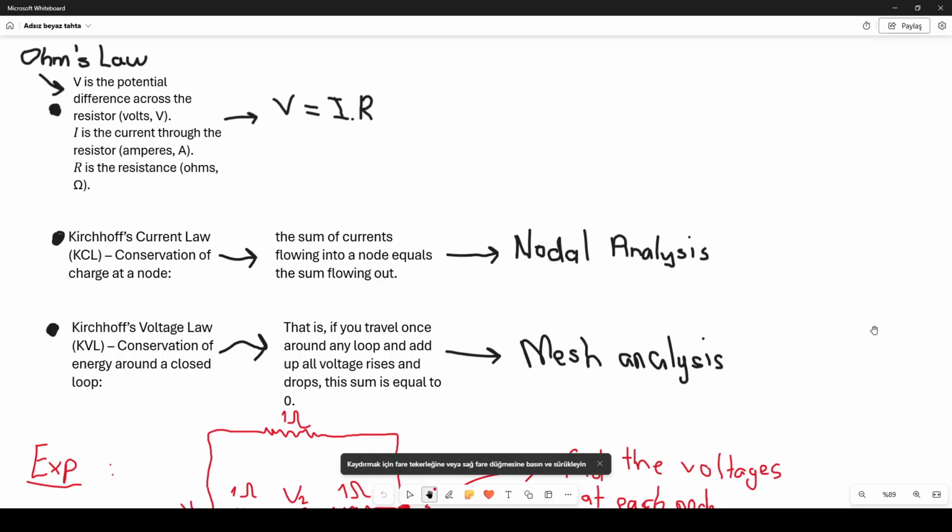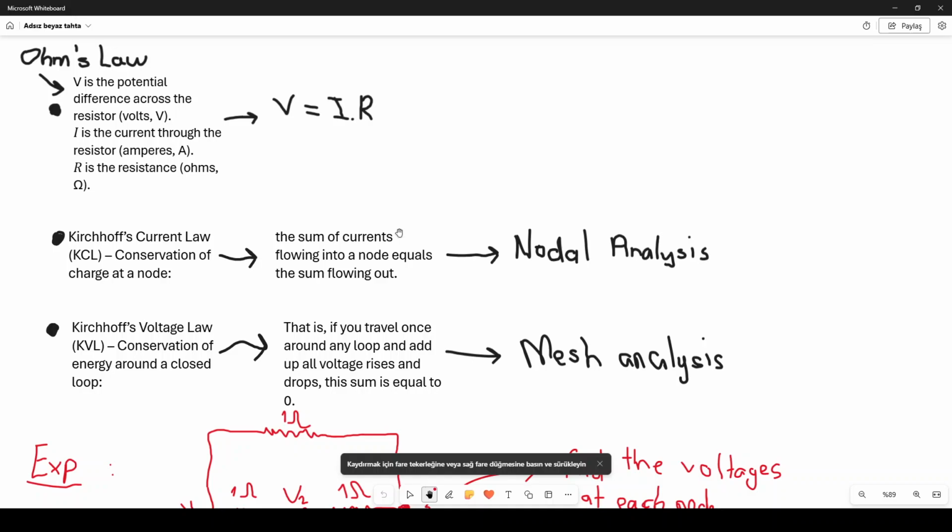First of all, let's see what these laws or rules are talking about. Let's start with Ohm's law. V is the potential, in other words, the voltage difference across a resistor measured in volts, I is the current that is flowing through the resistor measured in amperes, and R is the resistance of that circuit element measured in ohms. We have the famous formula V is equal to I times R. What this means is, if you want to find the voltage across a resistor, then we need to multiply the current that is flowing through it by its resistance. This is Ohm's law.